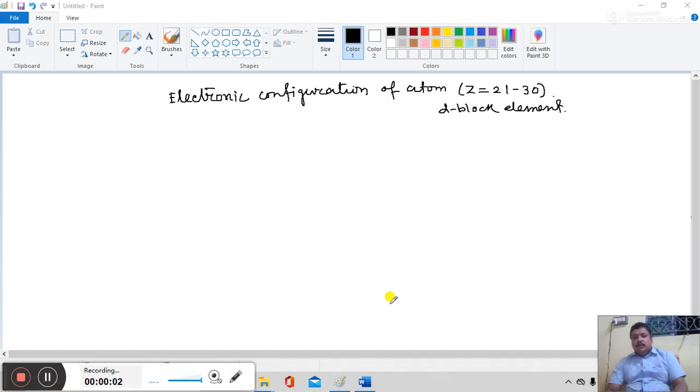Hello everybody. Today's topic is the electronic configuration of atoms having atomic number 21 to 30. That means the first d-block elements are my topic, and the electronic configuration of atoms between 21 and 30 is very important for our exam also.